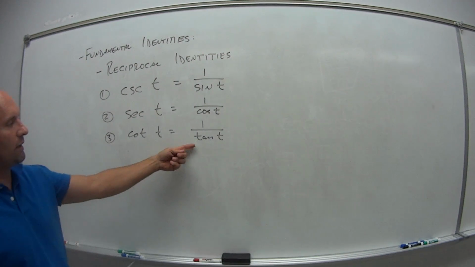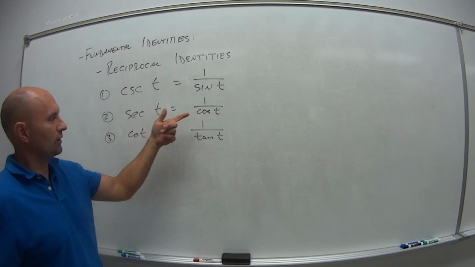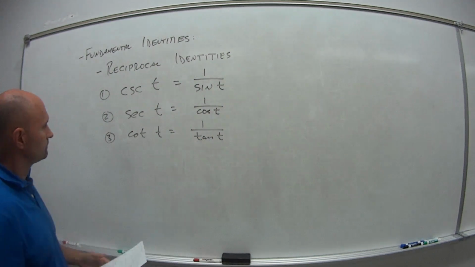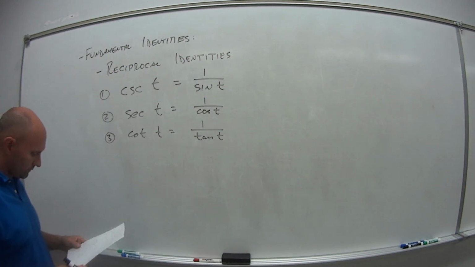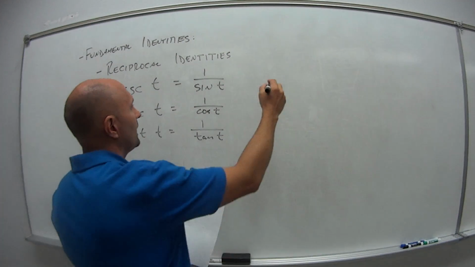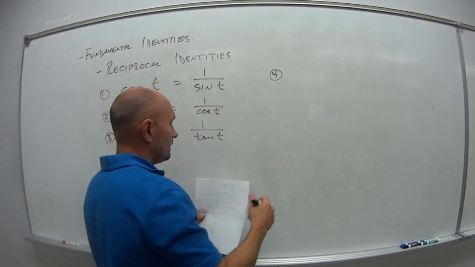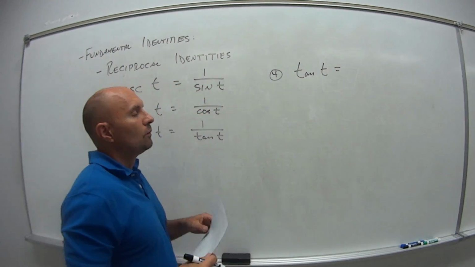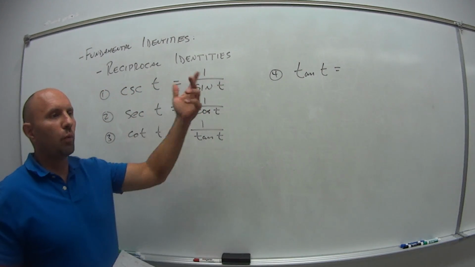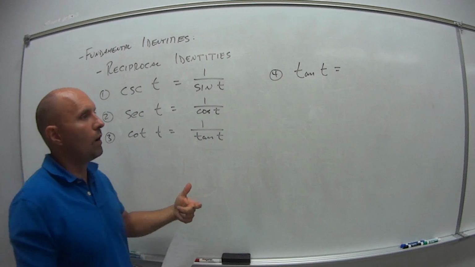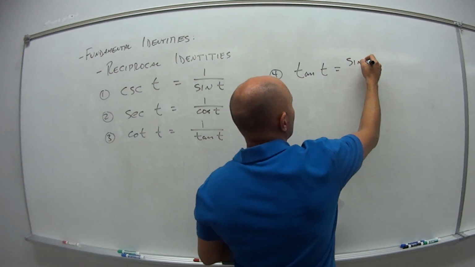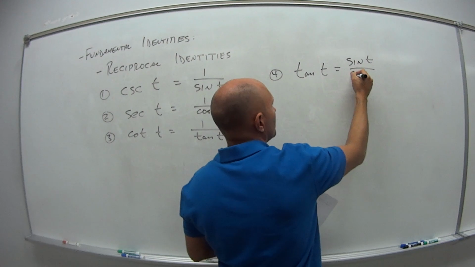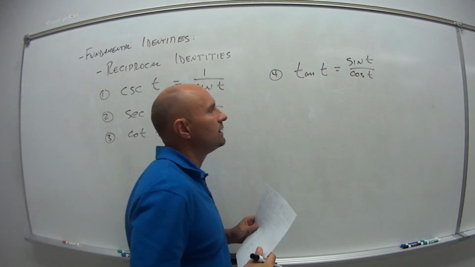So if I know the value for tangent, I know cotangent. I can just put 1 over that value. That's what it means by reciprocal identities. The last two, tangent of t. Well, tangent of t was what? It was y over x. Well, what is y? Y is sine of t. What is x? Cosine of t.